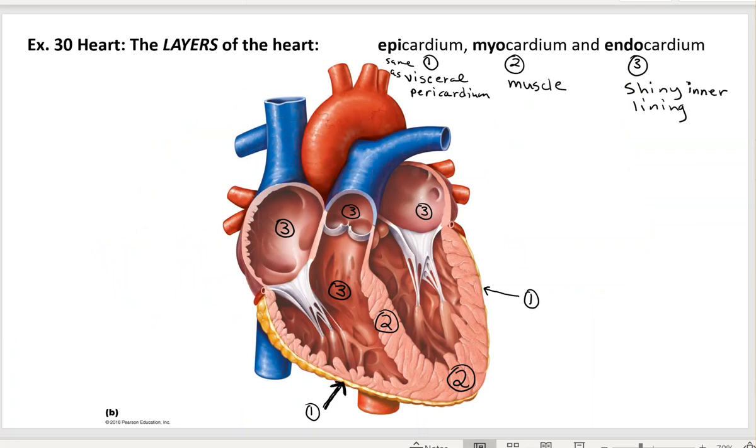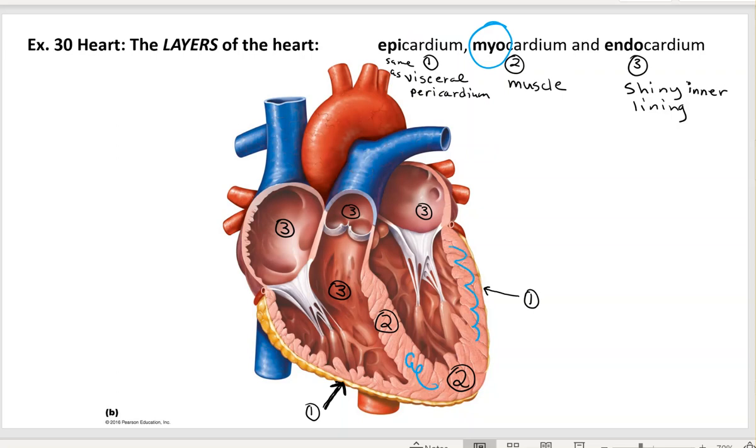So here's another of our vocabulary words. Here are the layers of the heart. And so that's very different than structure or chamber, correct? So layers of the heart, there's only 3 answers that work. Epicardium, myocardium, and endocardium. Epicardium is on the outside. It's the same thing as the visceral pericardium. Myocardium is the muscle tissue of the heart, and so that's all of this stuff.